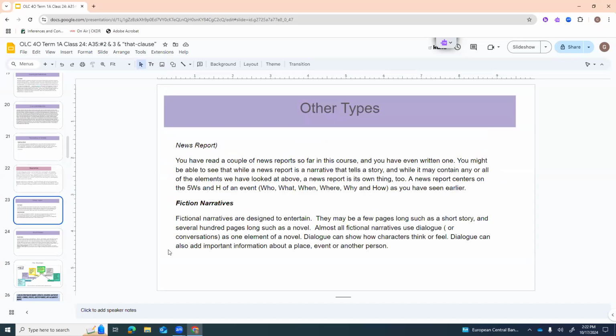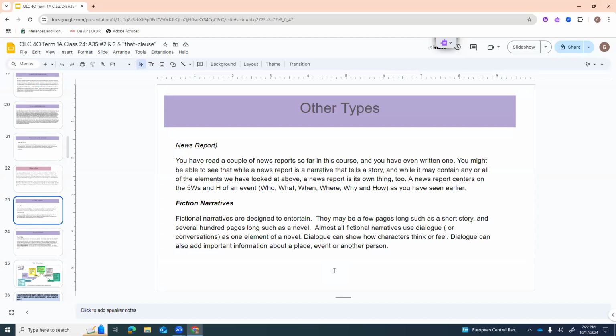Other types, a news report. We've already read lots of news reports in this course, and you've written one. A news report is a special kind of narrative. It tells a story, and it will usually have things like a setting and characters, but it's its own special entity, right? It's going to really focus on the 5 W's and the H: who, what, where, when, why, and how.